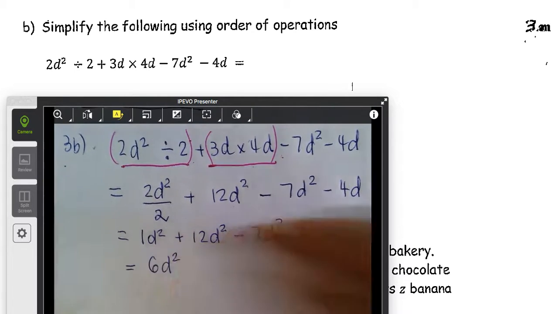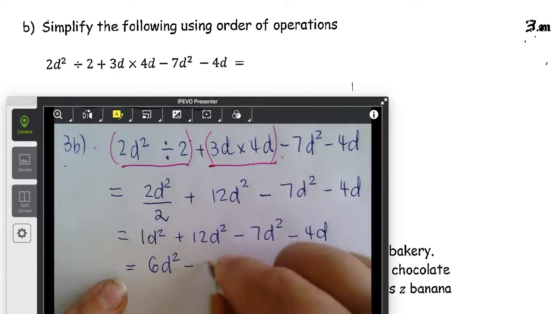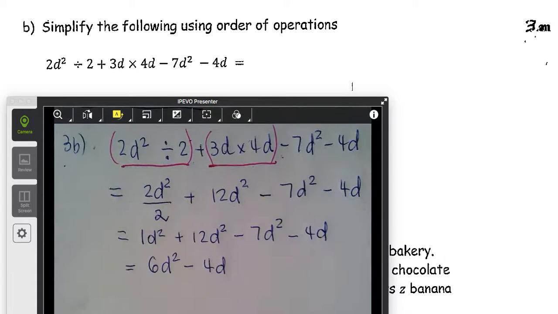That's 6d squared. But can d squareds be added with or subtracted with d's? They're different. So it's just 6d squared minus or take away 4d. You cannot simplify those because they're not like terms.